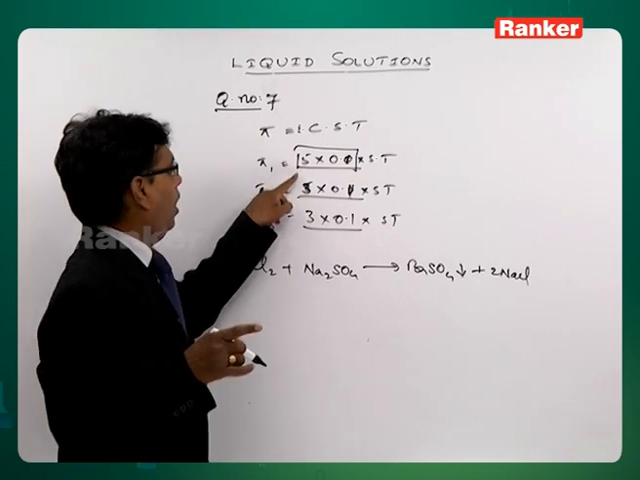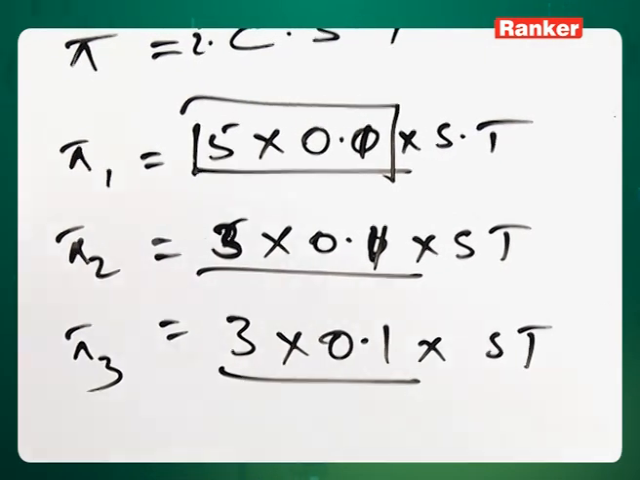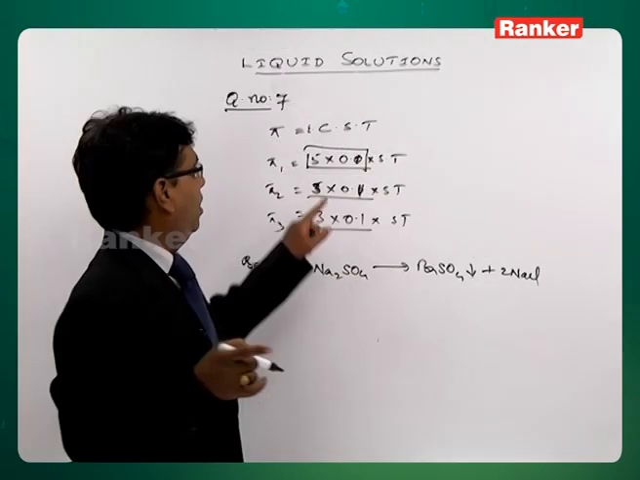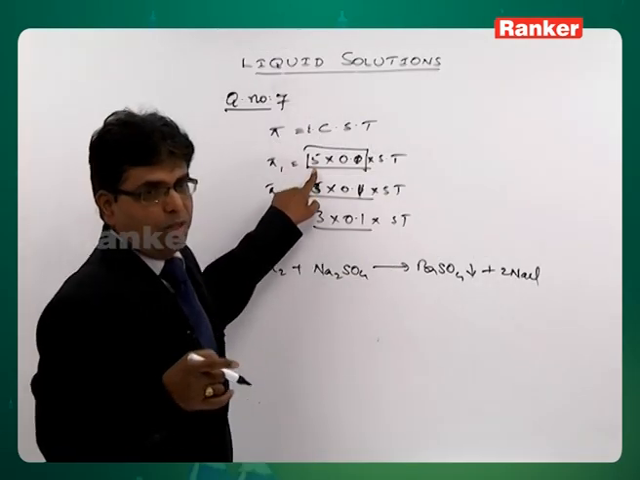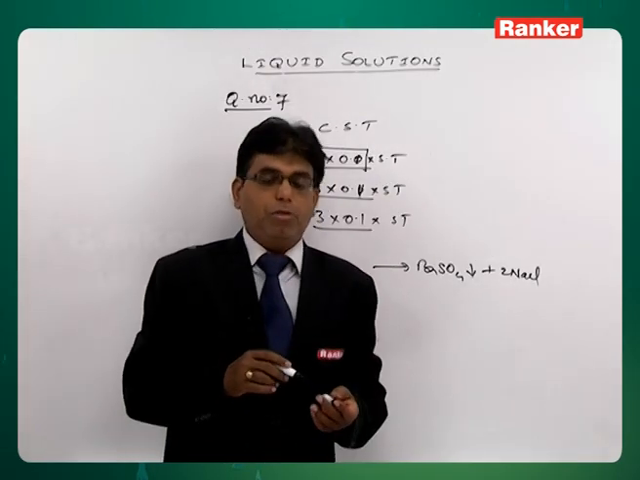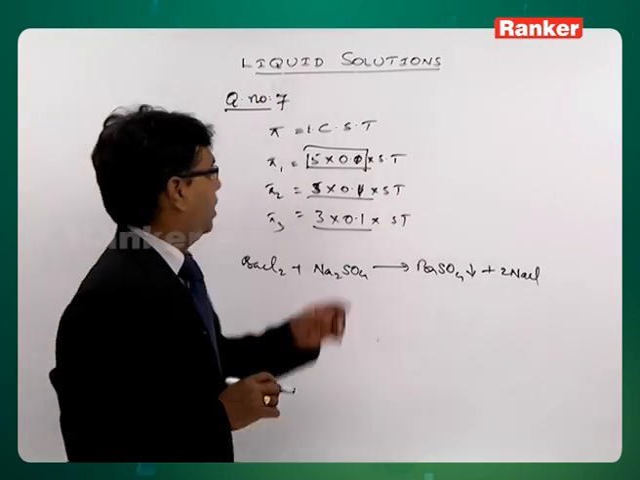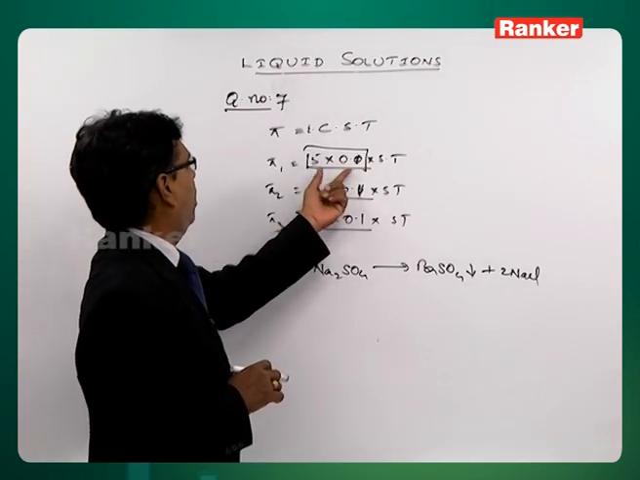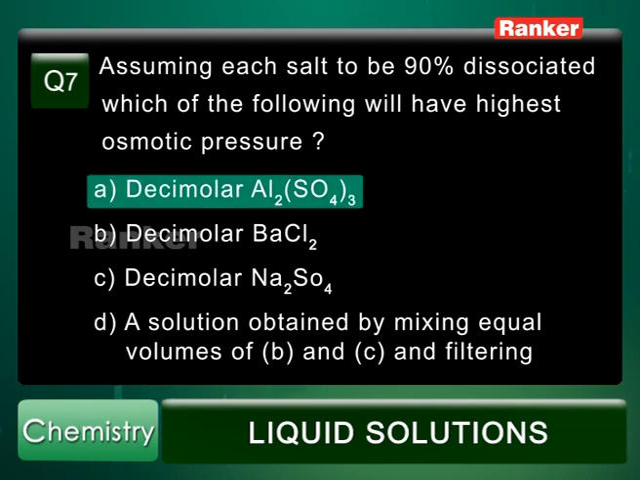So, the i factor for all of the B, C, D options is less than the i factor, that is the Van 't Hoff factor, for the first option. So, the higher the Van 't Hoff factor, the higher the concentration iC, the higher the osmotic pressure. So, the answer must be option A.